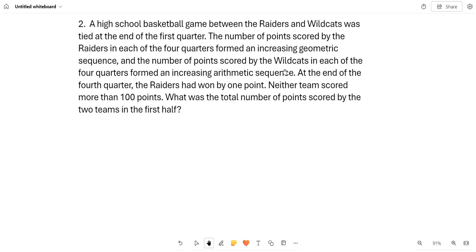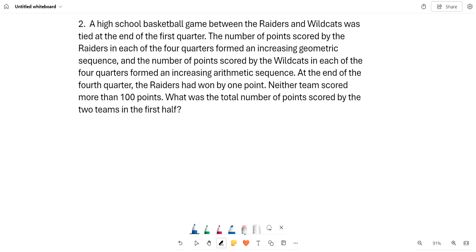At the end of the fourth quarter, the Raiders had won by 1 point. Neither team scored more than 100 points. What was the total number of points scored by the two teams in the first half? So we'll just write out equations for both of them.